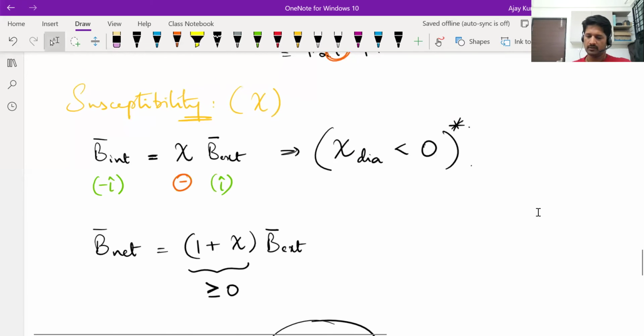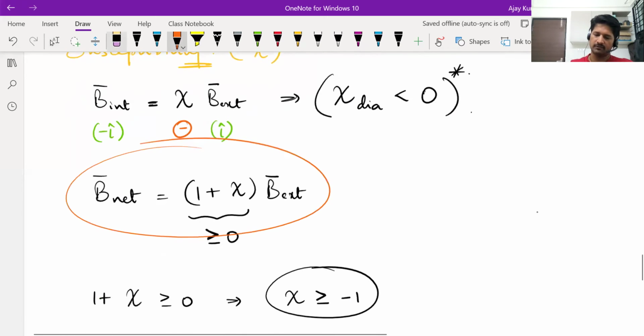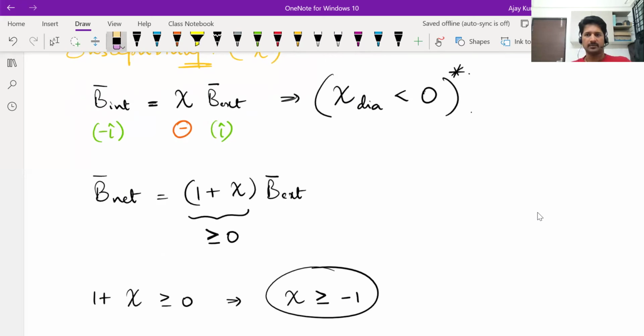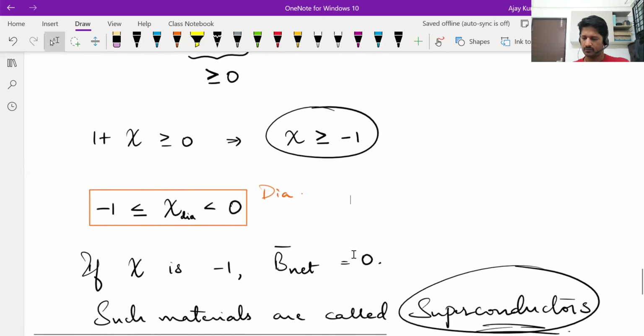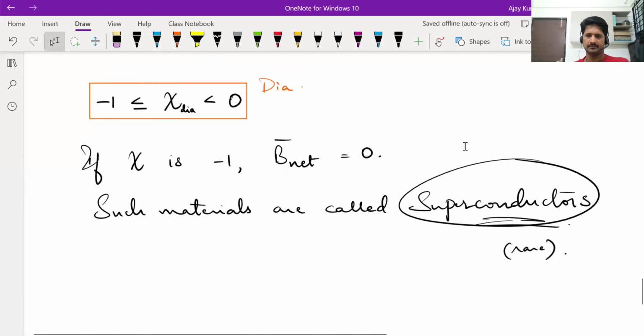First point. And we know the net field is 1 plus chi times the external field. The net field in a diamagnetic substance will never be opposite to the external field. It will either be 0 or be in the same direction as the external field, but never opposite. So 1 plus chi has to be greater than or equal to 0. From there, you get the fact that the susceptibility of a diamagnetic substance should be between 0 and -1. If it is -1, it means the net field is becoming 0. Such materials are called superconductors. Is it clear to all of you?